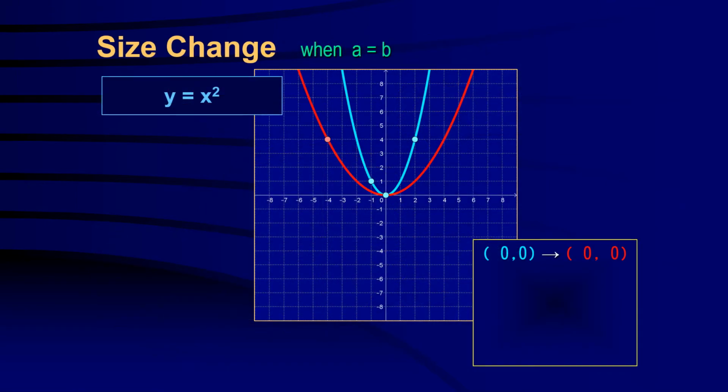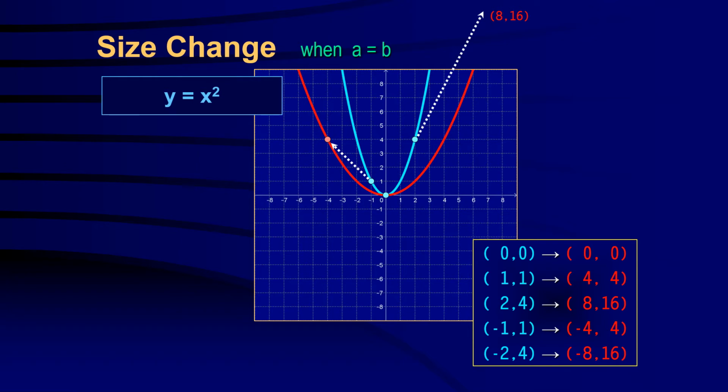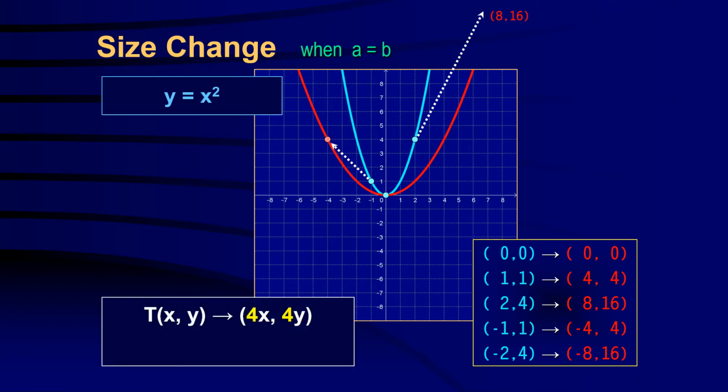So returning back to mathematics, a size change means a equals b. Now (0, 0) still remains (0, 0). But in this case, (2, 4) is going to go to (8, 16), as (-1, 1) is going to go to (-4, 4). And if we take into account our other points, we realize that x and y are both being multiplied by 4. This graph is being horizontally and vertically stretched by a magnitude of 4.